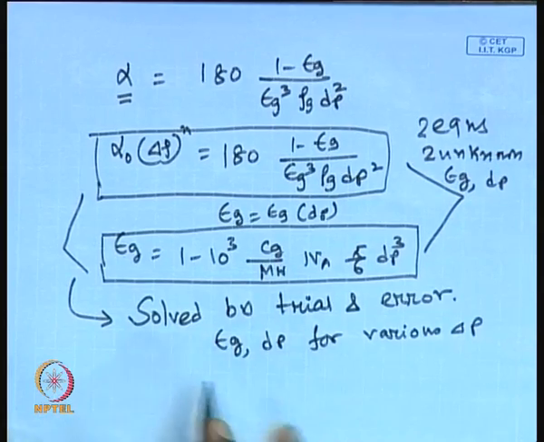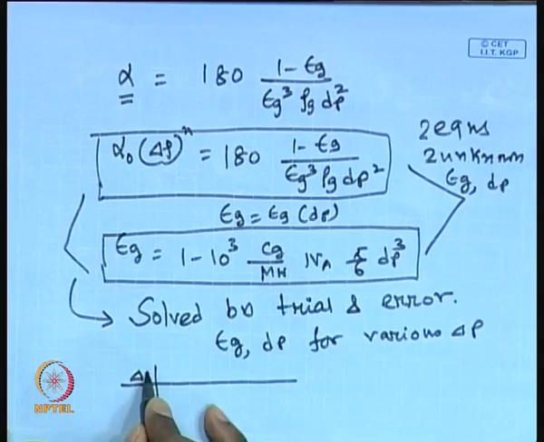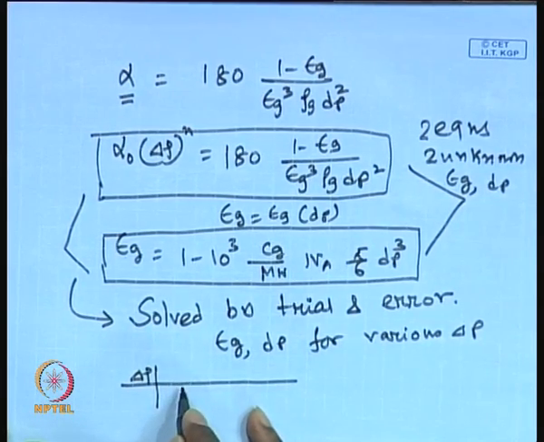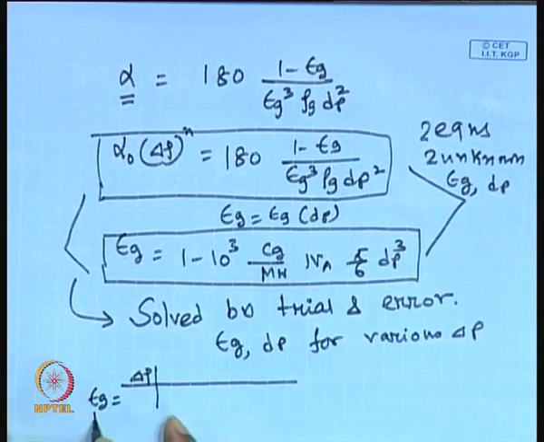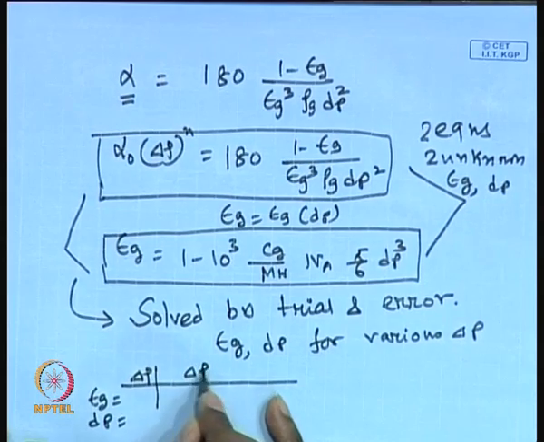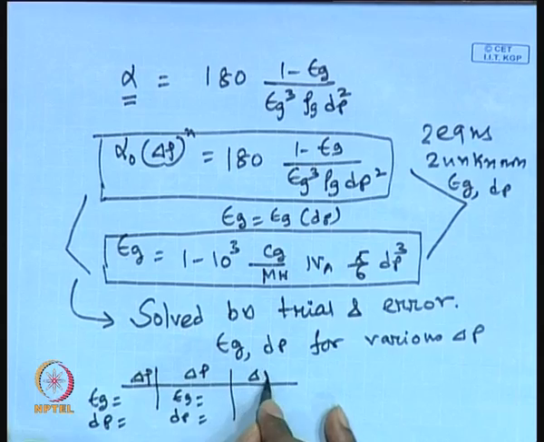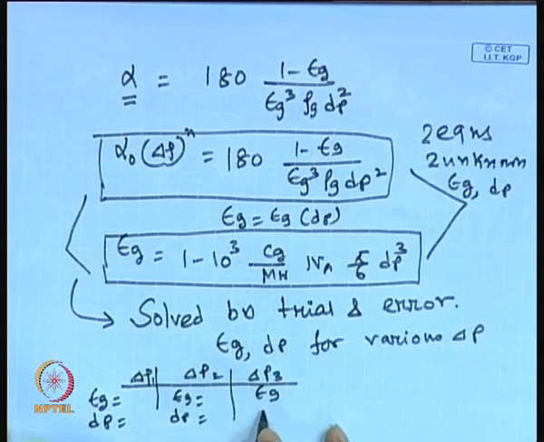and you can estimate epsilon g and dp for various delta p. That means you can prepare a table of delta p for a particular delta p, what is the epsilon g and dp. So, delta P1, delta P2, delta P3, epsilon g, dP. So, various operating pressure, this bed porosity and particle diameter will be changed.